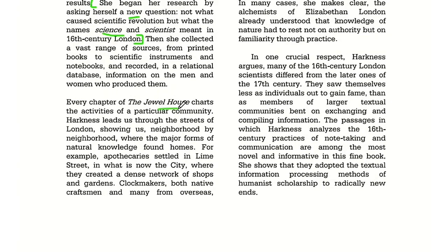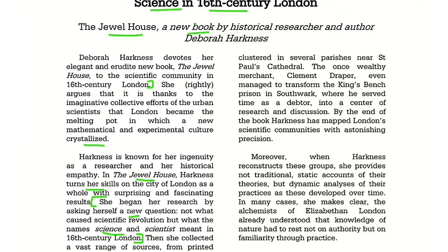Every chapter of the Jewel House charts the activities of a particular community. Harkness leads us through the streets of London, showing us neighborhood by neighborhood where the major forms of natural knowledge found homes. For example, apothecaries settled in Lime Street, what's now the city, where they created a dense network of shops and gardens. Clockmakers, both native craftsmen and many from overseas, clustered in several parishes in St. Paul's Cathedral. The once wealthy merchant, Clement Draper, even managed to transform the King's Bench prison in Southwark, where he served time as a debtor, into a center of research and discussion. By the end of the book, Harkness has mapped London's scientific community with astounding precision.